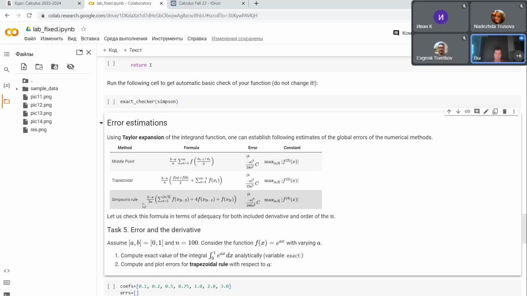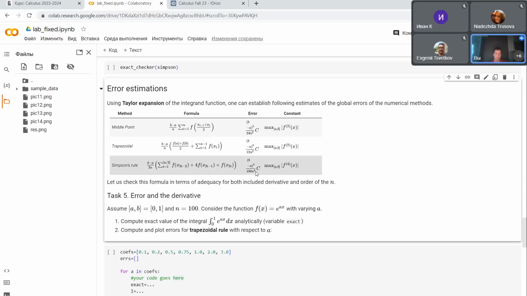And Simpson's rule is much better because it's proportional to n in the 4th degree, as you can see. So when you add more points, Simpson's rule converges much faster than the middle point or trapezoidal rule. But it's also important to note that it's proportional to the maximum of the modulus of the 4th derivative. So what do you think?